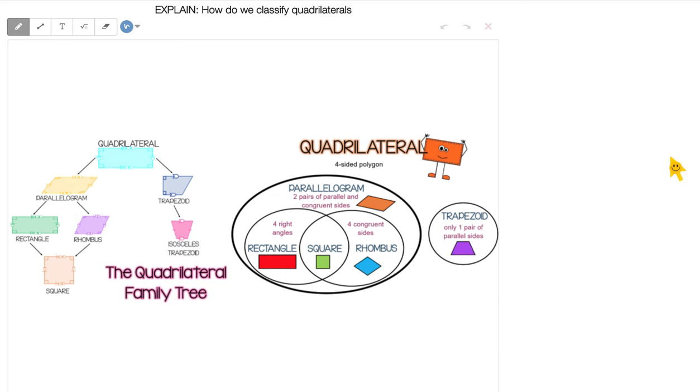I hope you found the video useful. And I hope you understand the basics now, which is, how do we classify our quadrilaterals? The overall family is called quads. And the quads have 2 main groups. Trapezoids by themselves, because they have only 1 pair of parallel sides. And everybody else in the quad family is under parallelogram, and they all have 2 pairs of parallel sides, okay?